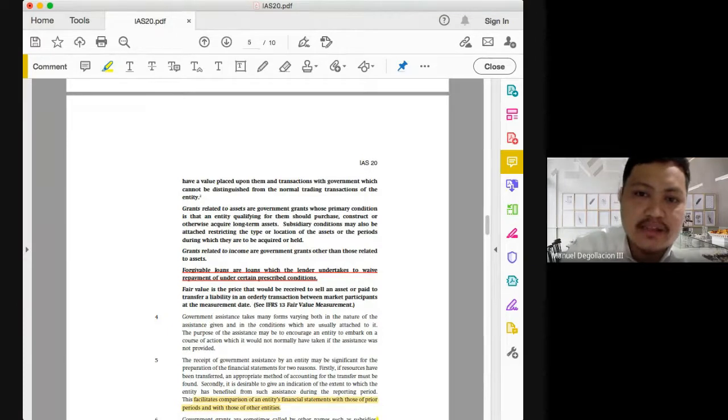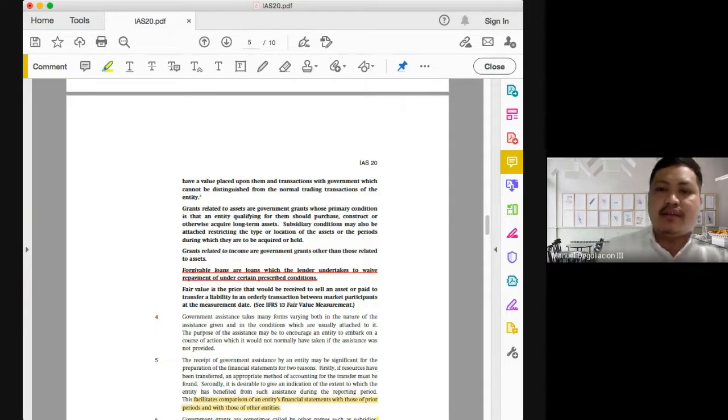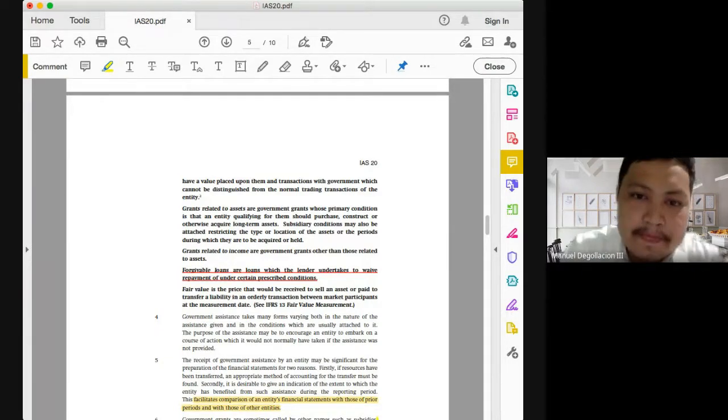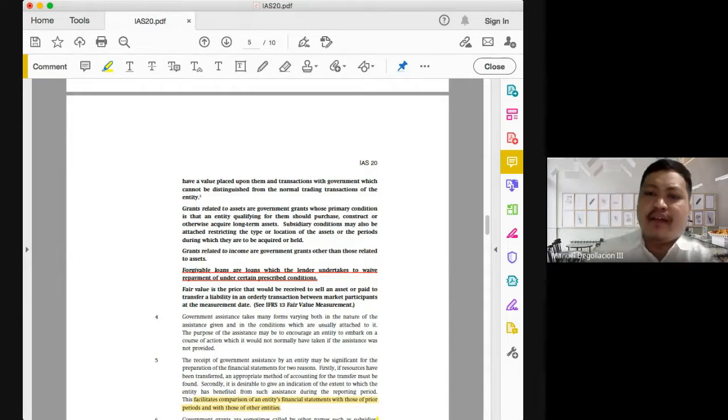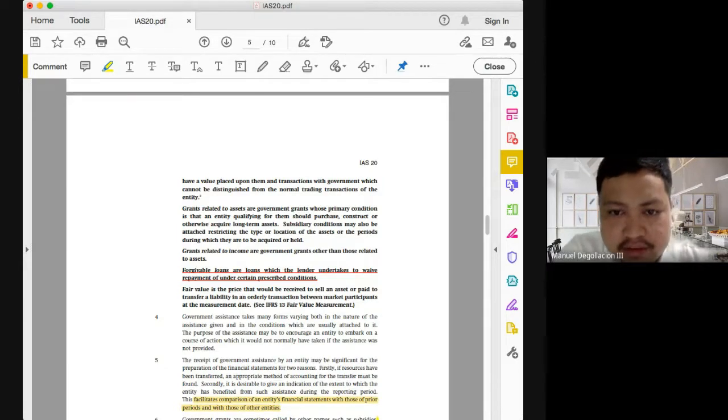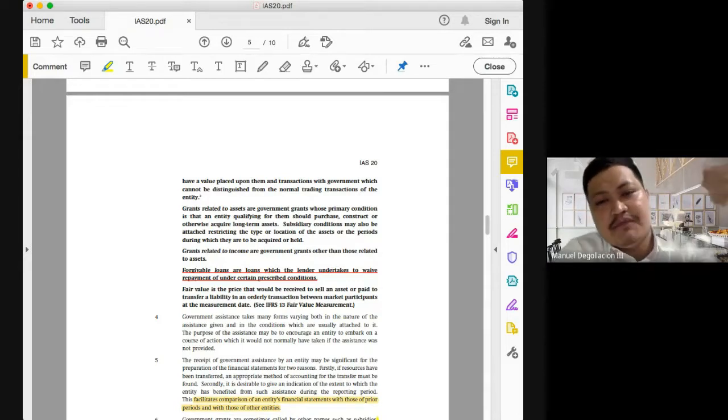All government grants that do not qualify as a grant related to asset would be considered as a grant related to income. Okay, so please remember that. Please do not fall victim to simple-minded thinking. Grants related to assets are those that will require acquisition of an asset. Grants related to income are all those other than grants related to assets, class. Your grants related to income is a residual classification. If it's not a grant related to asset, then it will be considered as a grant related to income.